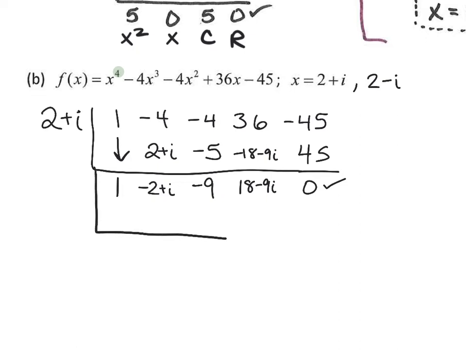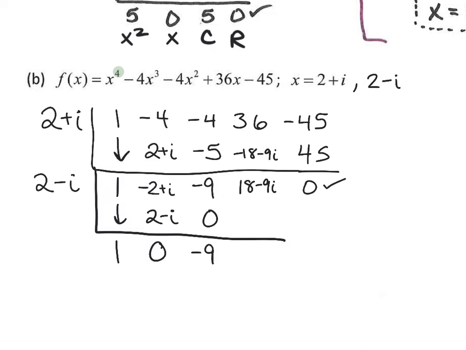What's the next thing I synthetically divide by? 2 minus I. Yeah, you change the real or the imaginary part. So we bring down, we multiply, we add. Check out what's going to happen when we add negative 2 plus I and 2 minus I. What do you get? 0. Then you multiply, it's still 0. You add, that's negative 9.